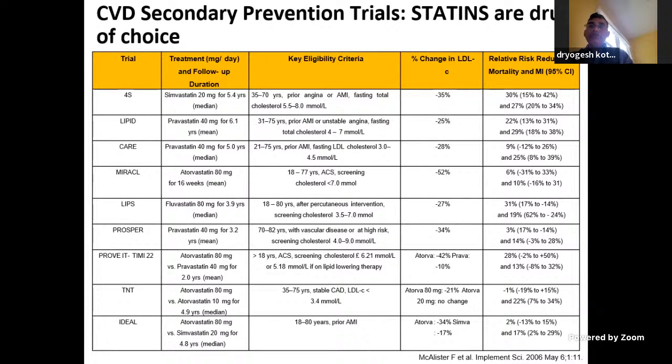When we look at secondary prevention trials, starting from the Scandinavian Simvastatin Survival trial to the Treat to New Targets, that is the TNT trial, the IDEAL trial and the PROVE IT-TIMI 22 trial, all of them again used statins as the drug of choice. There was a significant 35 to 40% reduction in the LDL cholesterol level with these moderate to high intensity statins. And not only that, with the reduction in lipids there was also a significant reduction in the event rate, proving the point that dyslipidemia is the major concern as far as CAD or atherosclerosis is concerned. Reduction of LDL cholesterol should be one of the important targets in managing these patients.